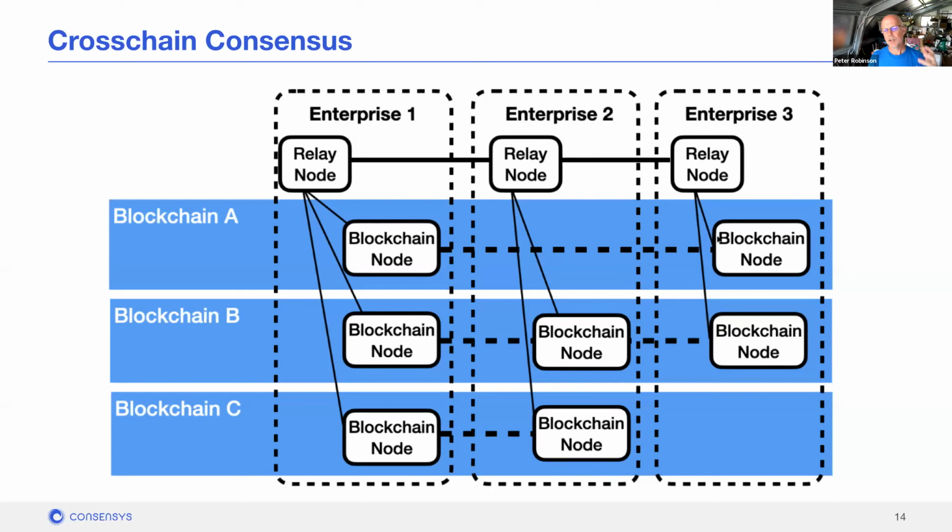And so, for instance, if you're on Enterprise 3 and Enterprise 1 says, look, this has happened on blockchain C, so given that has happened, you should do this. You're really not going to be sure unless you've got a good way of doing cross-chain consensus and being able to prove that something has happened on that other blockchain.